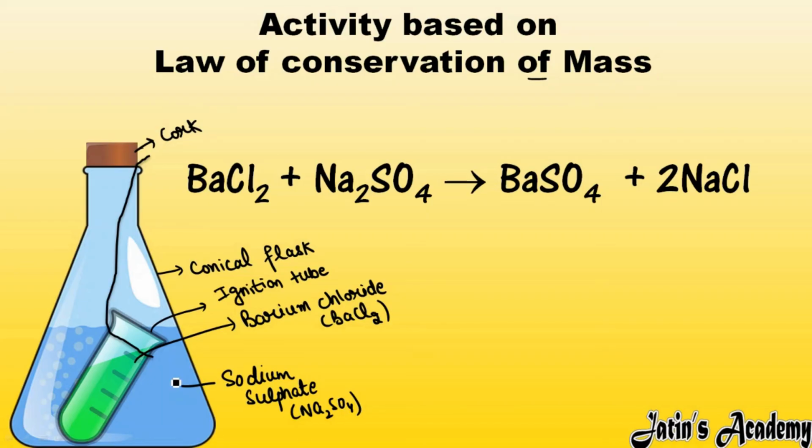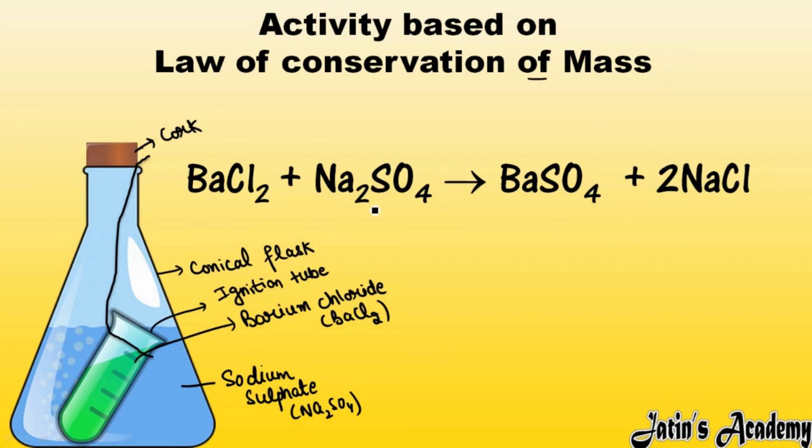See carefully what you have to do. First of all, you have to weigh sodium sulfate and barium chloride. Before the reaction, you have to weigh both these liquids and write the mass here. Afterward, you have to mix both the liquids. After mixing, we will weigh the solution and we will see that before the reaction and after the reaction, the reactant and product mass will be the same.